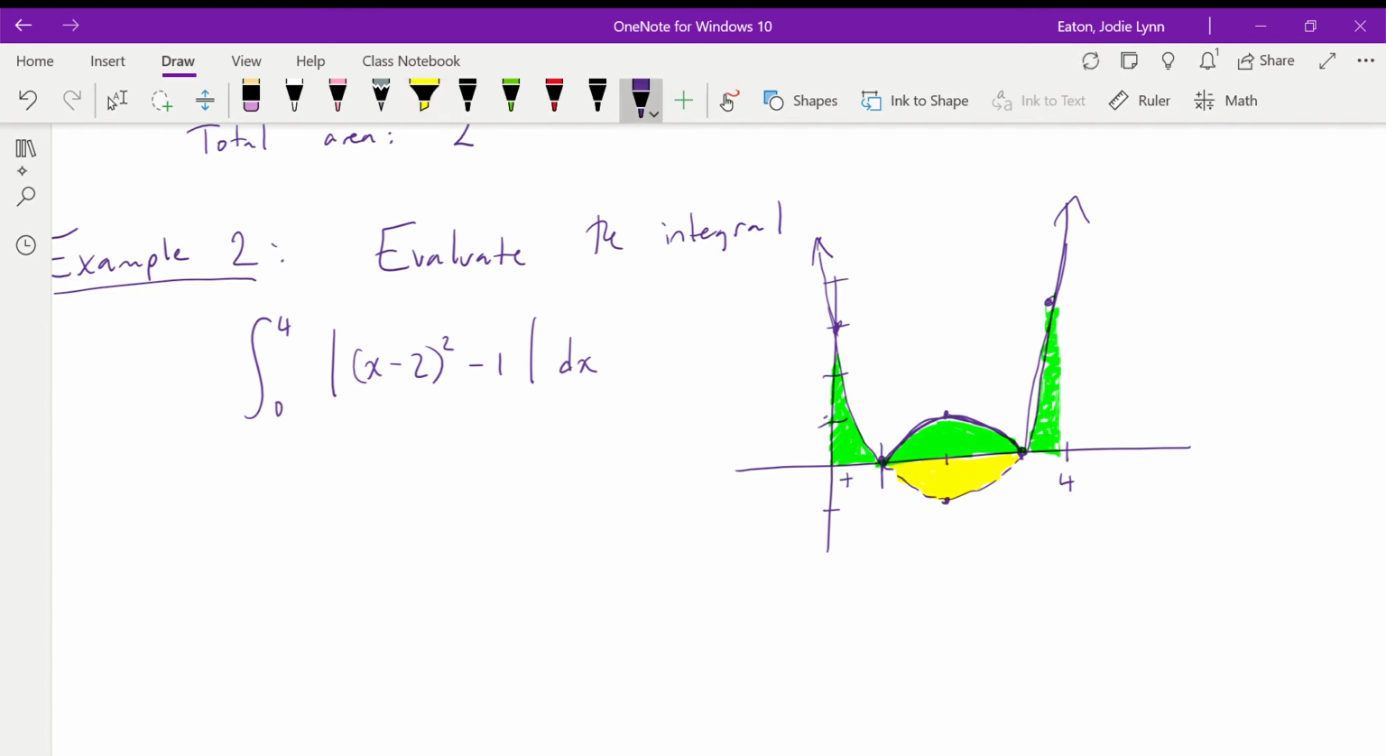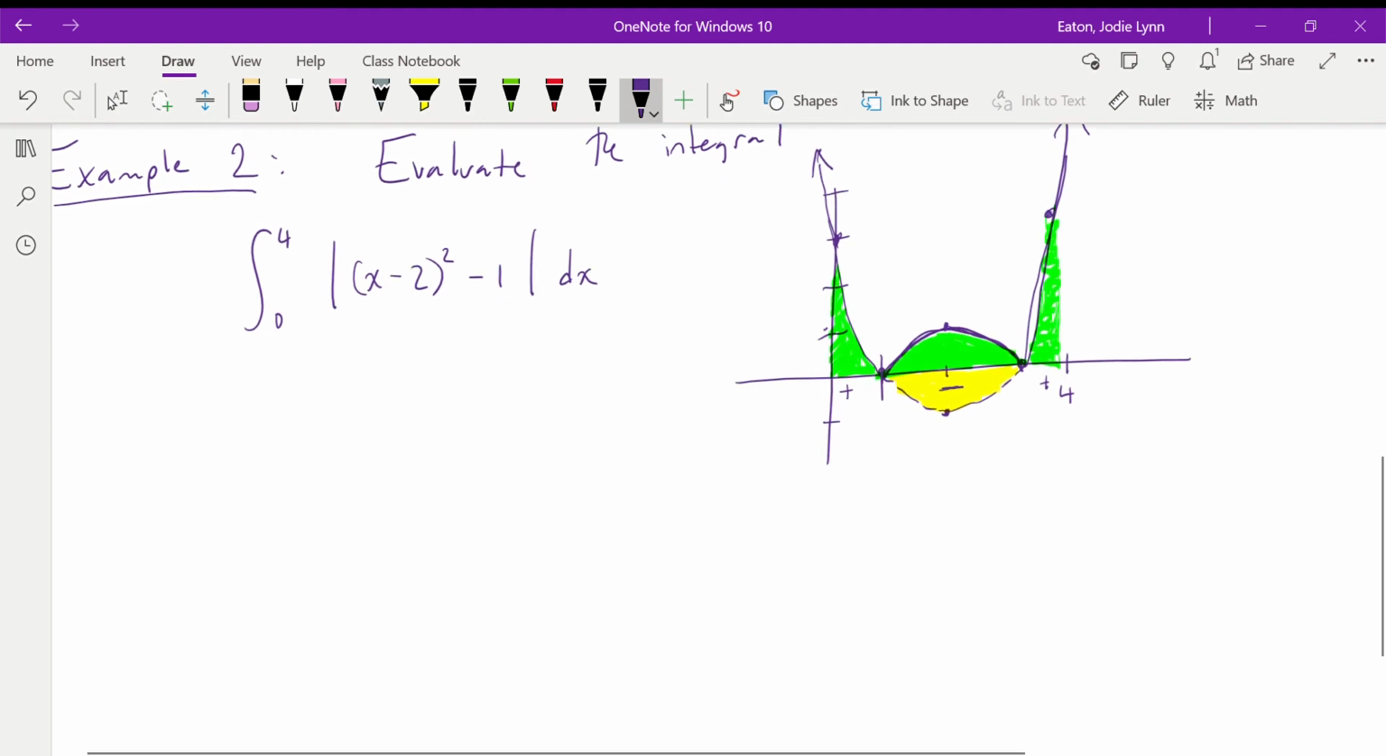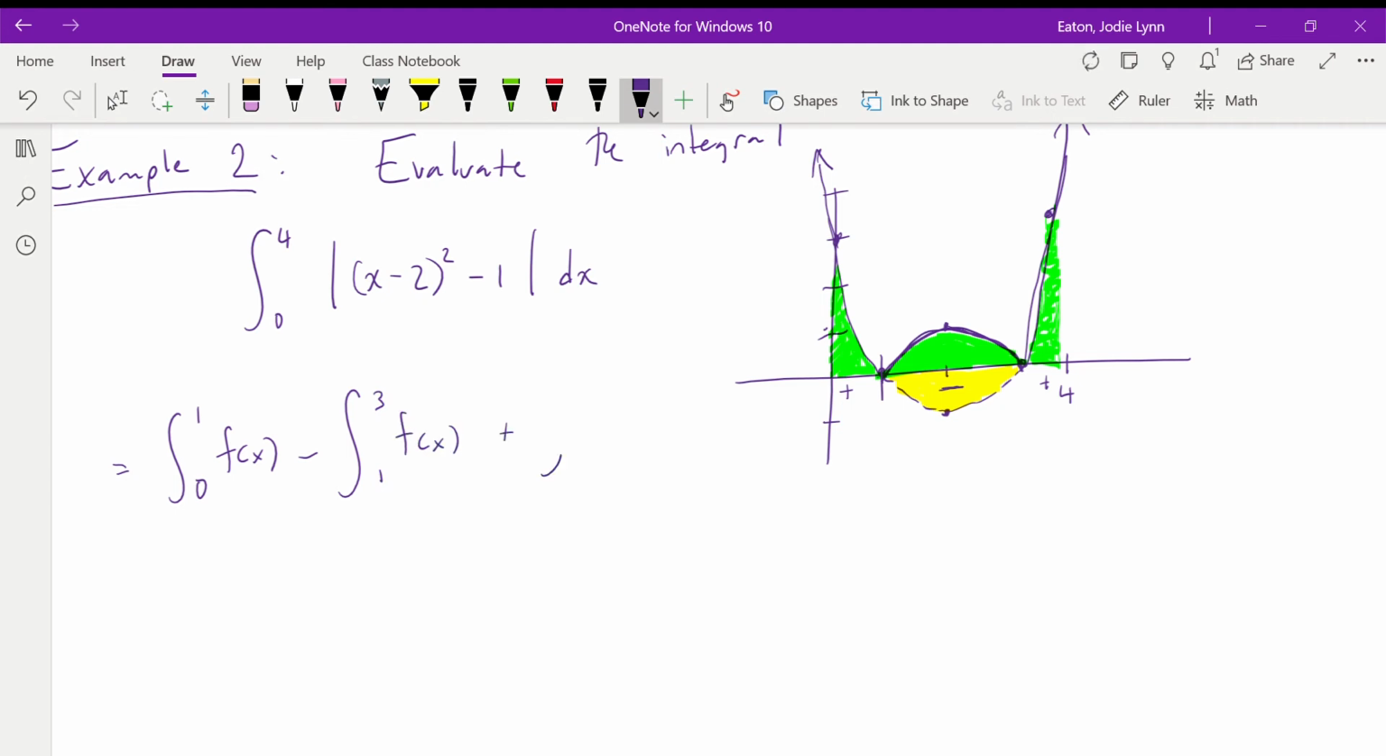Here we want it to be positive, just exactly as it is. Here, if we take the integral of the function without the absolute value sign, this part would come out negative. We want it to come out same thing but positive. So this, we're going to have to subtract. So what we would set up here is the integral from 0 to 1 of f of x, minus the integral from 1 to 3 of f of x, plus the integral from 3 to 4 of f of x.